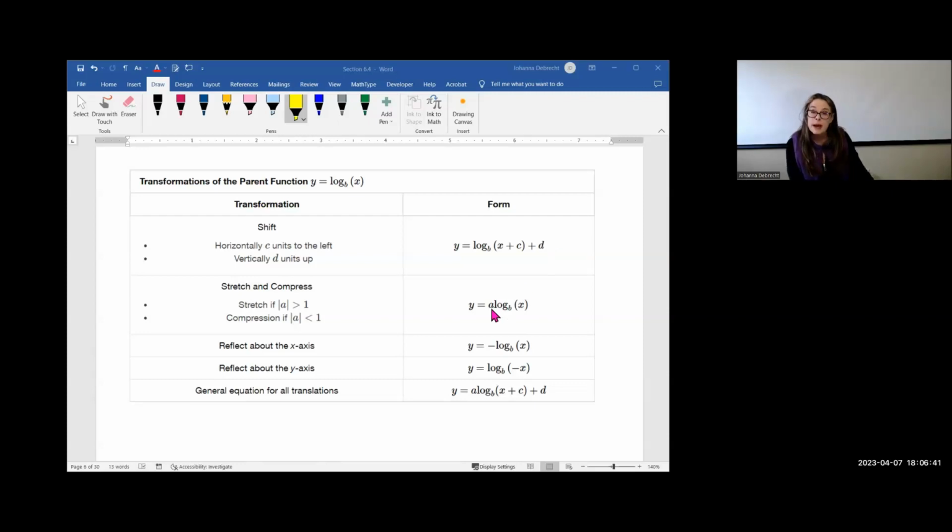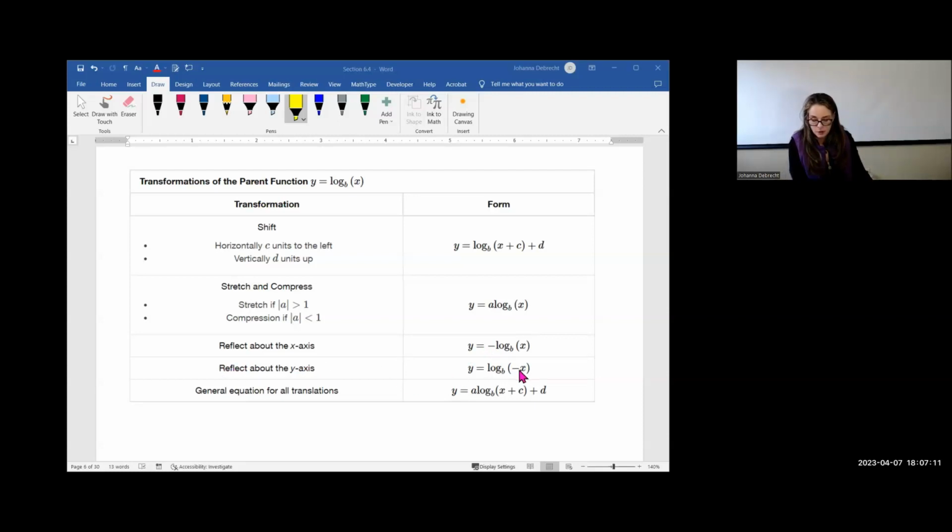If we multiply by A and A is bigger than 1, then it stretches the graph vertically. And if we multiply by A and A is between 0 and 1, then it compresses it. If A is a negative, then it reflects it across the y-axis. So it makes a mirror image this way. So it's like twisting the x-axis and flipping it 180 degrees.